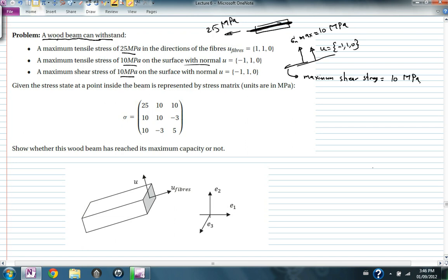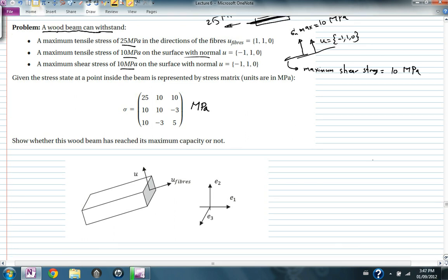Now inside the beam, I put it in its carrying load, and inside this beam I calculate the state of stress given the loads, and the state of stress given the loads is represented by this stress matrix: 25, 10, 10, 10, 10, negative 3, 10, negative 3, 5 units of MPa. Now, given these failure criteria, will the beam fail or not?